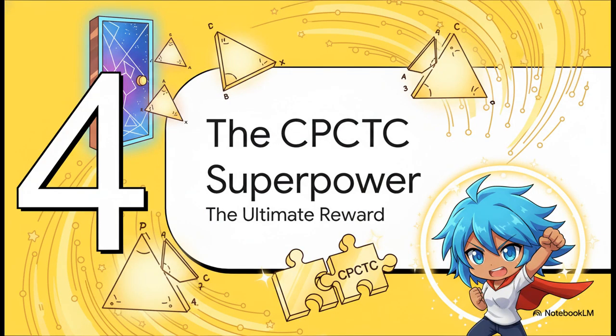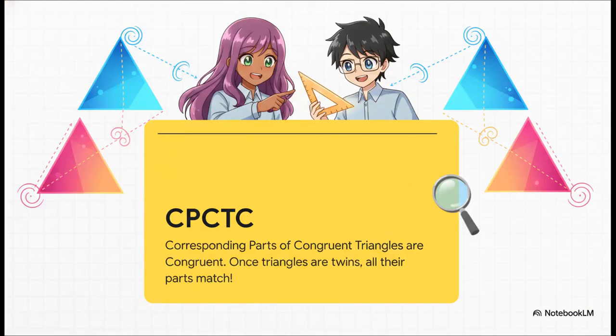See, proving congruency is like unlocking a door. And what's behind that door is basically a geometric superpower. Its name is CPCTC, and it is the ultimate reward for all our hard work. Okay, so CPCTC stands for a bit of a mouthful. Corresponding parts of congruent triangles are congruent. I know, but the idea behind it is pure magic.